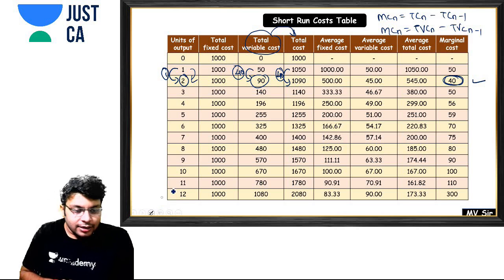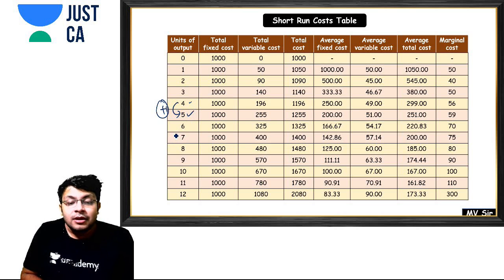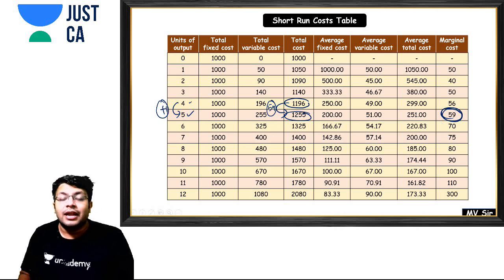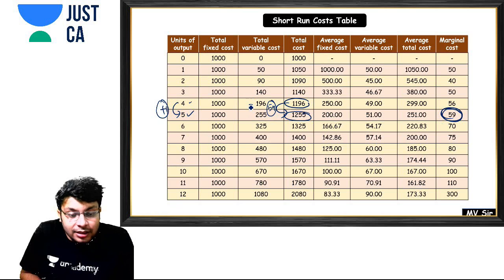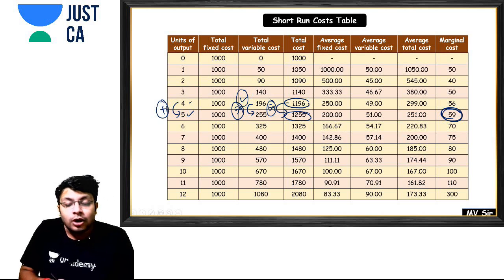We can do it again. Now see over here, I have increased from 4 units to 5 units. For producing 4 units, I am having a total cost of 1196, and for producing 5 units I am having a total cost of 1255. What is the increase in the cost? The increase in the cost is 59 rupees, and that is why my marginal cost at 5 units is 59 rupees. Are you getting my point? And even the increase in my total variable cost is exactly 59 rupees. So you can calculate marginal cost using variable cost data, or you can also calculate marginal cost using the total cost data. Okay.